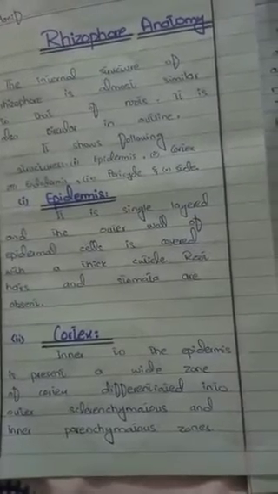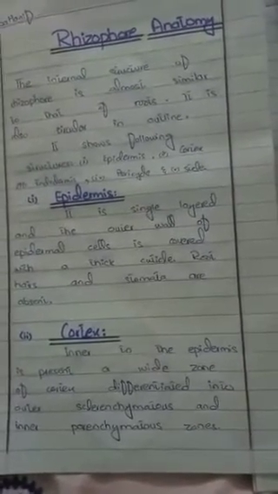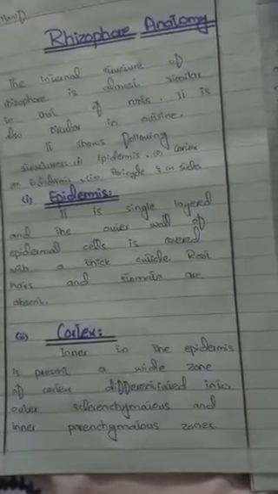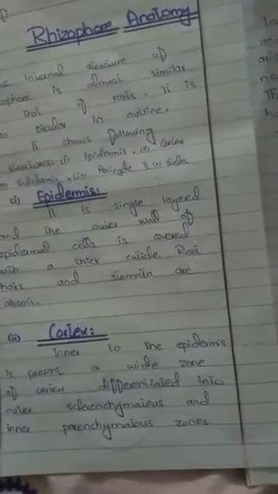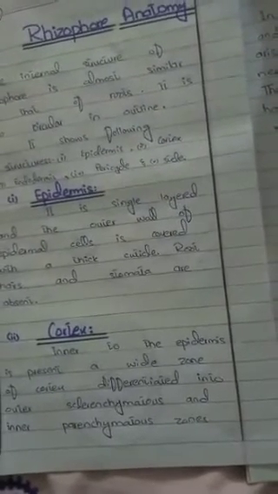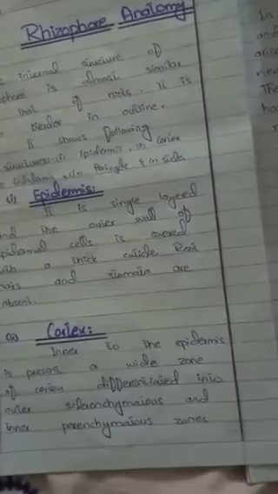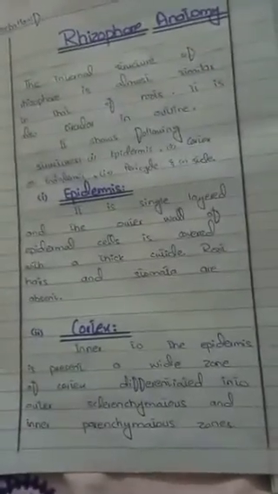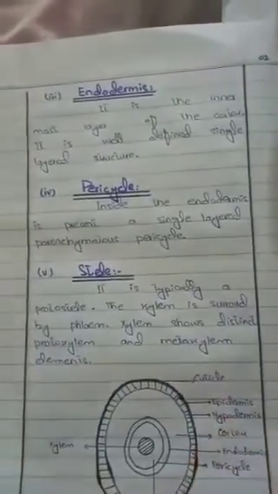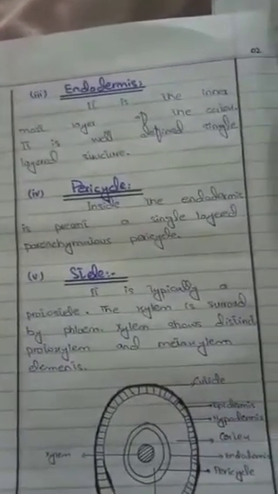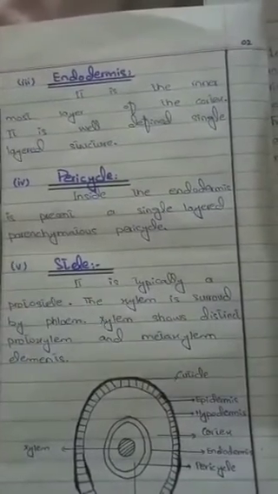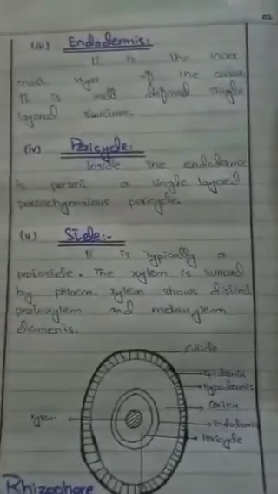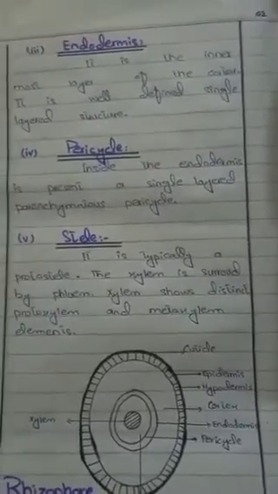Then we discuss cortex. Beneath the epidermis layer, a white zone is present that is called cortex, and it is further differentiated into outer and inner zones that are sclerenchymous outer zone and inner parenchymous zone. Further, we discuss the endodermis. The innermost layer of cortex is called endodermis, and it is a well defined single layer structure. मतलब इसमें सिर्फ सिंगल लेयर प्रेजेंट होती है.